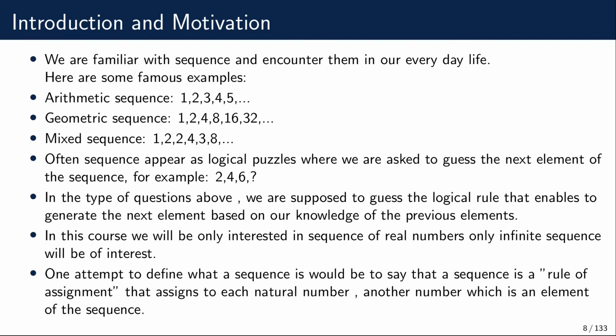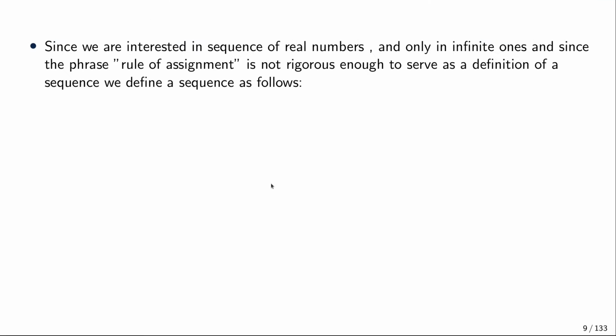One attempt to define a sequence, as I was saying, is to say that a sequence is formed when we have some logical rule to generate the next element from the previous ones, or to generate all the elements in the sequence. For example, in this sequence, we start with 2, and then the next element is obtained from the previous one by adding 2, or we could write some formula, right? Okay, so this rule of assignment is almost accurate, right?